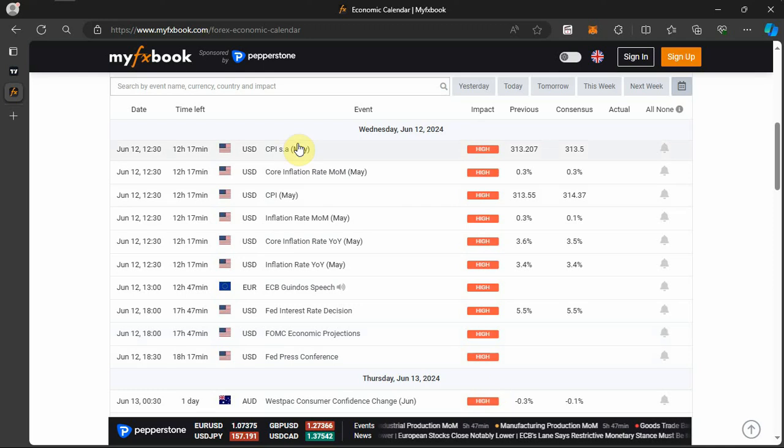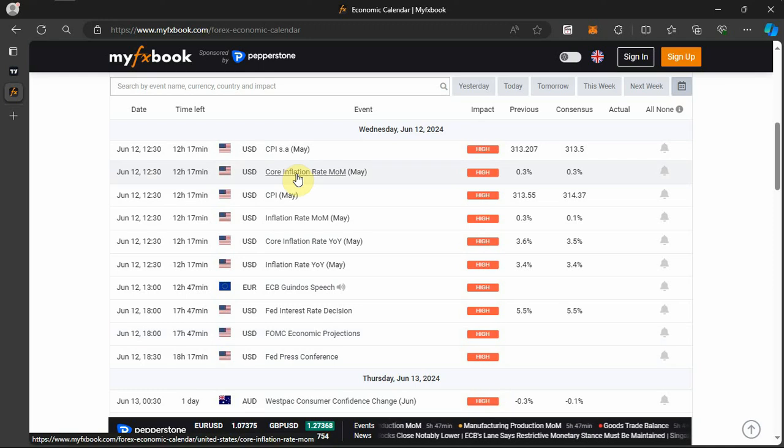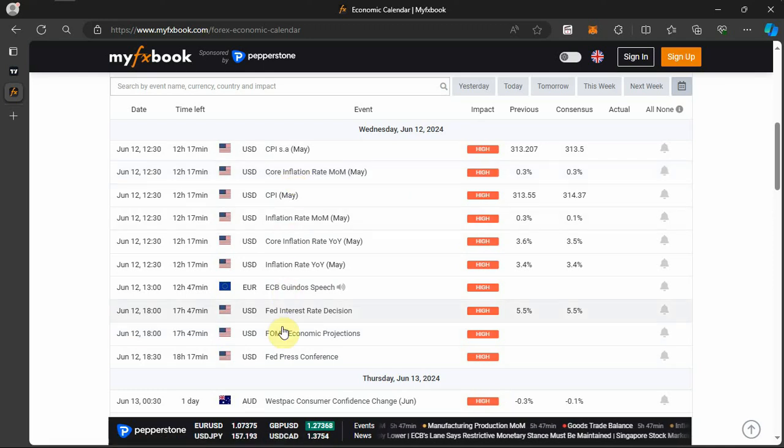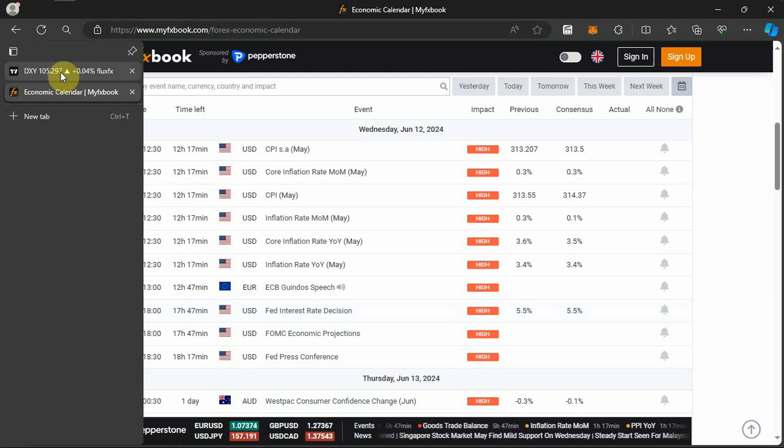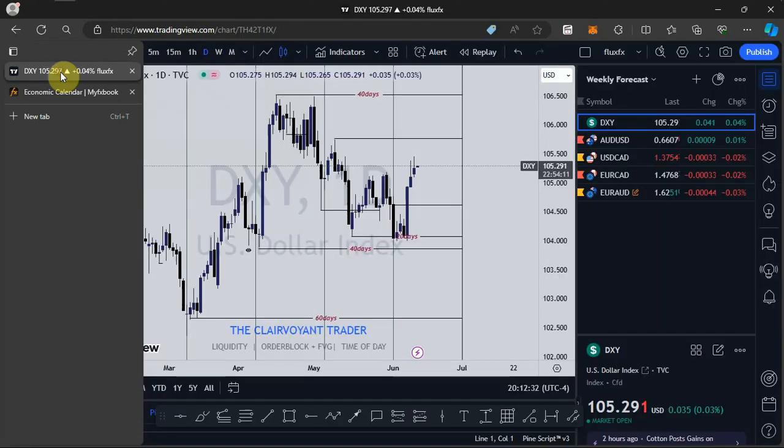The inflation rate is in the morning session of New York, and then the Fed interest rate announcement is in the afternoon session of the New York session. So you take note of that. So let's get into our chart and see what is happening.